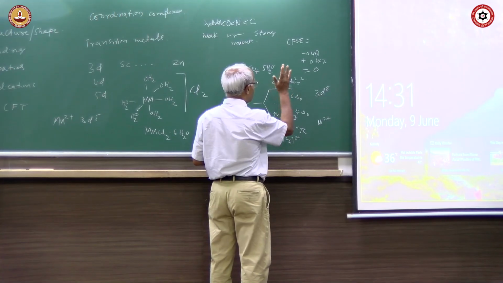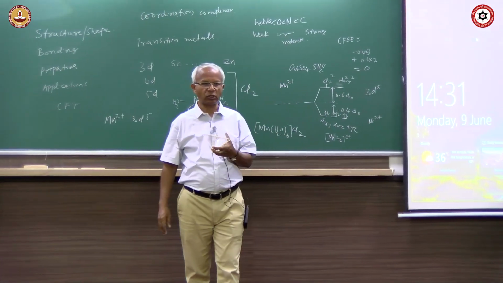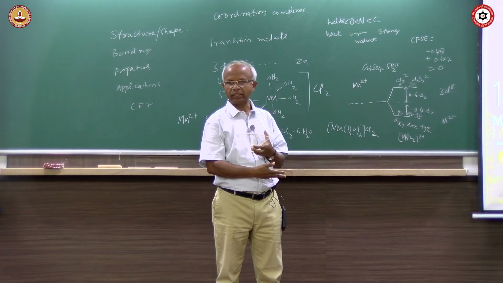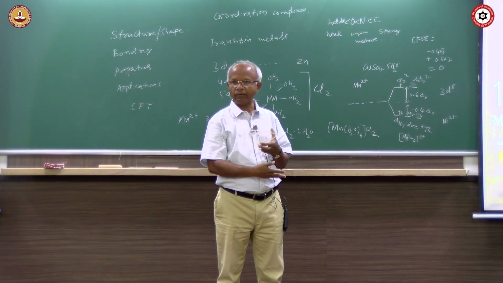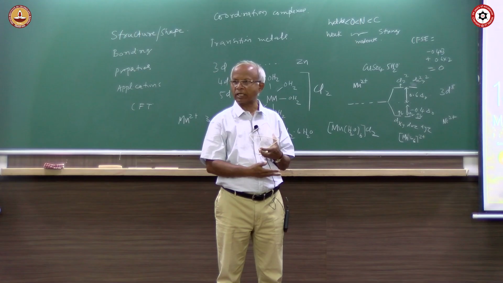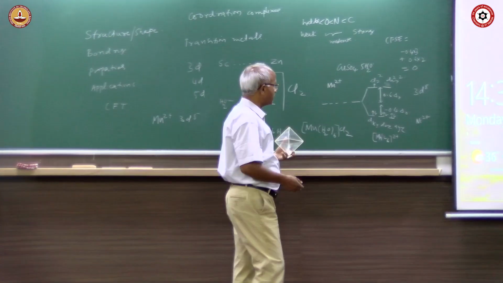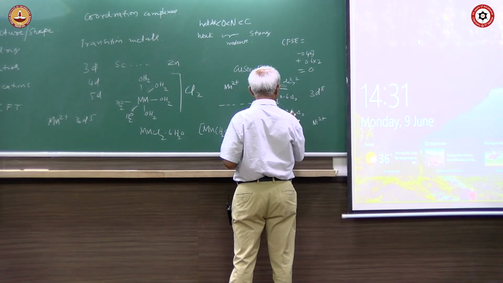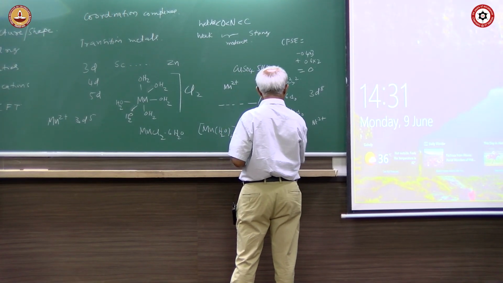For example, this will undergo distortion. This is what was identified by Jahn and Teller. Those 2 guys identified that whenever you have this kind of an arrangement, unsymmetrical filling of electron. So this is one example. Now I will remove electrons from here. So there are only 3 electrons.